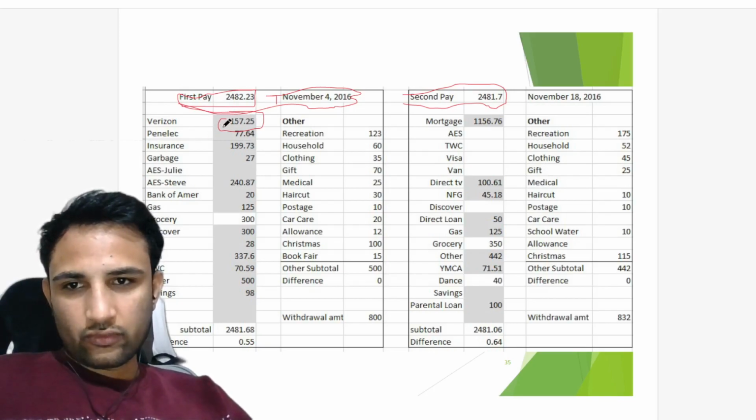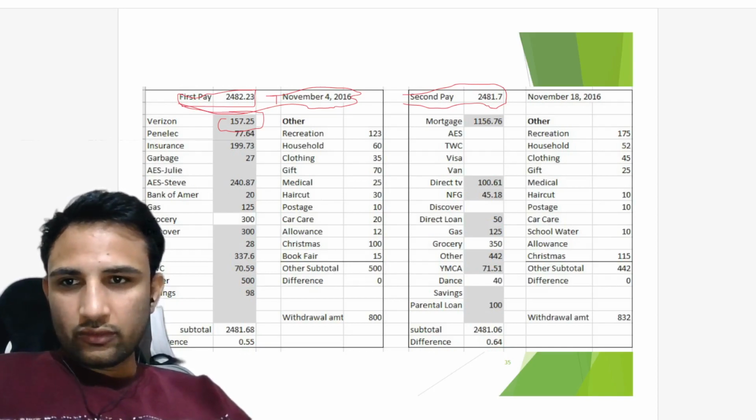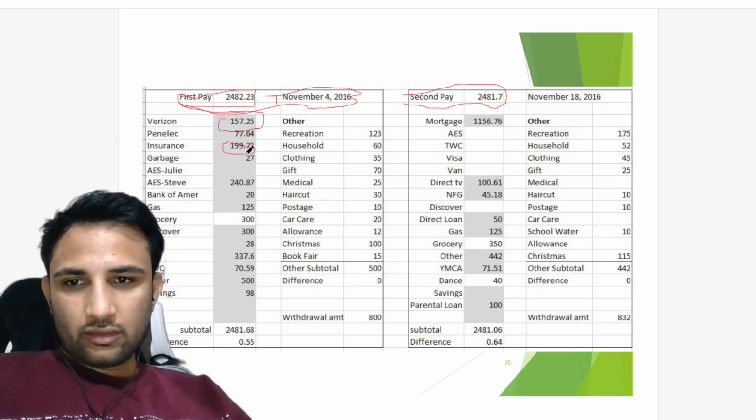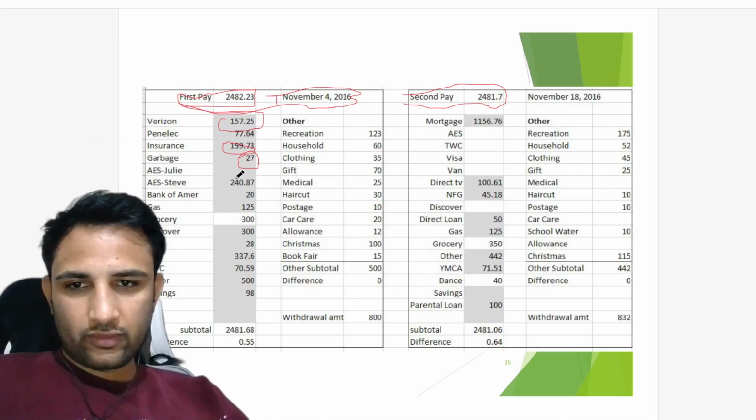So in the first 2 weeks we have expense of Verizon, that is $157.25. We have Panelec expense of $77.64. For insurance, we have $199.73. For garbage, we take out $27. For steel, we have $240.87. For Bank of America, we have $20.